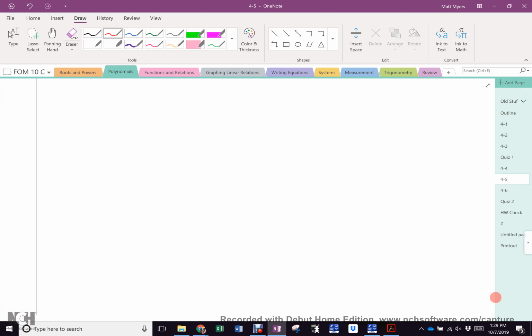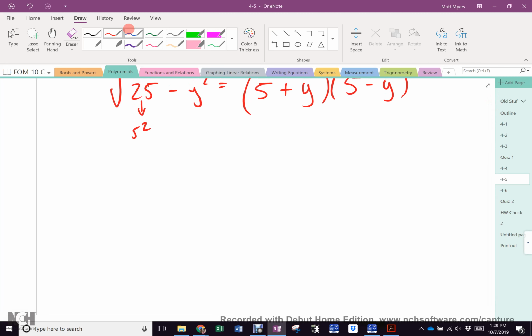Now let's change the nature of the number slightly. What if it was, and again, you're not going to write this down, 4a squared minus 4. Would that work?